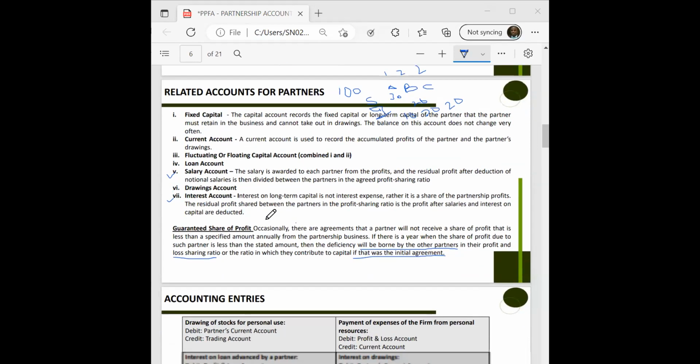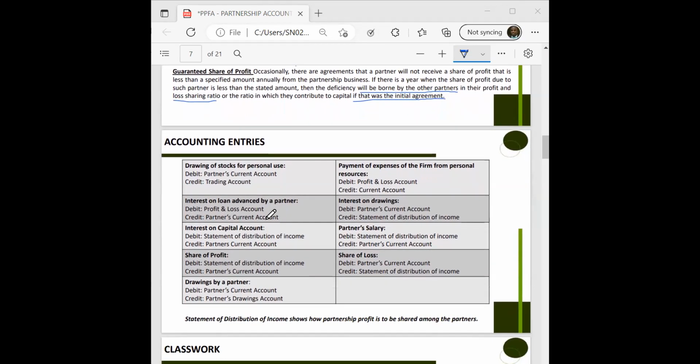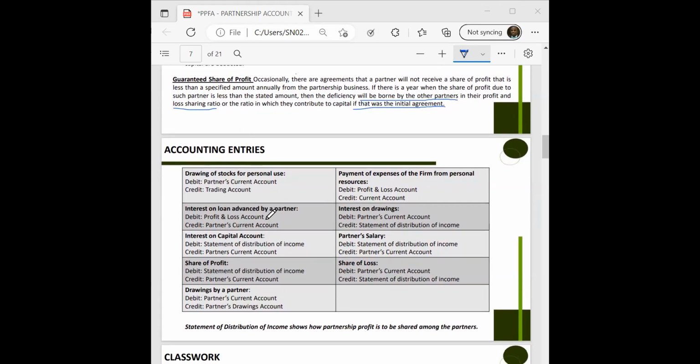All this will solve some questions on it. But before that, let's quickly look at accounting entries so that we can start getting into the groove of solving questions, trying to do some of these things that we have been mentioning. The accounting entries are this. If you draw stock for personal use, you took stock of the company for personal use, you debit the partner's current account. I'm sure by now you know the partner's current accounts, capital accounts.